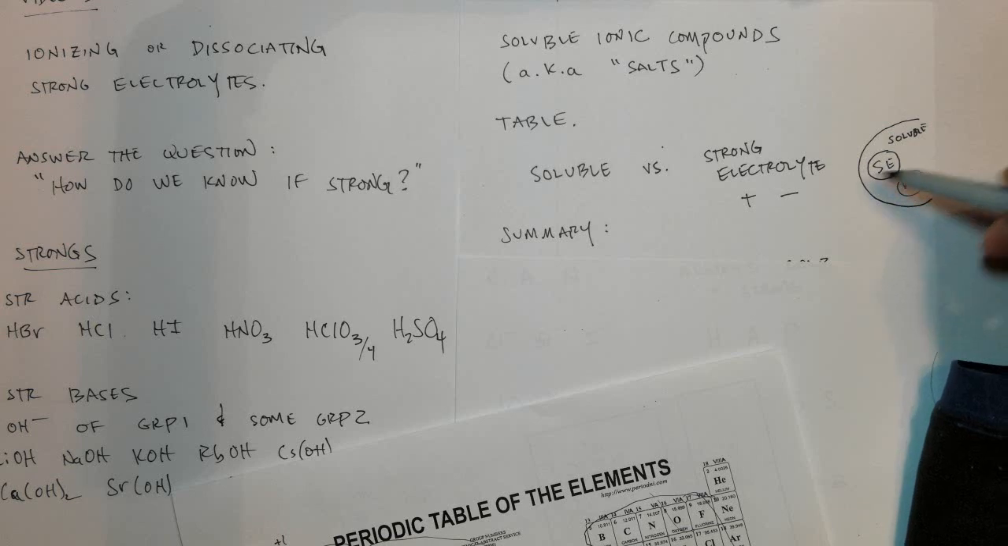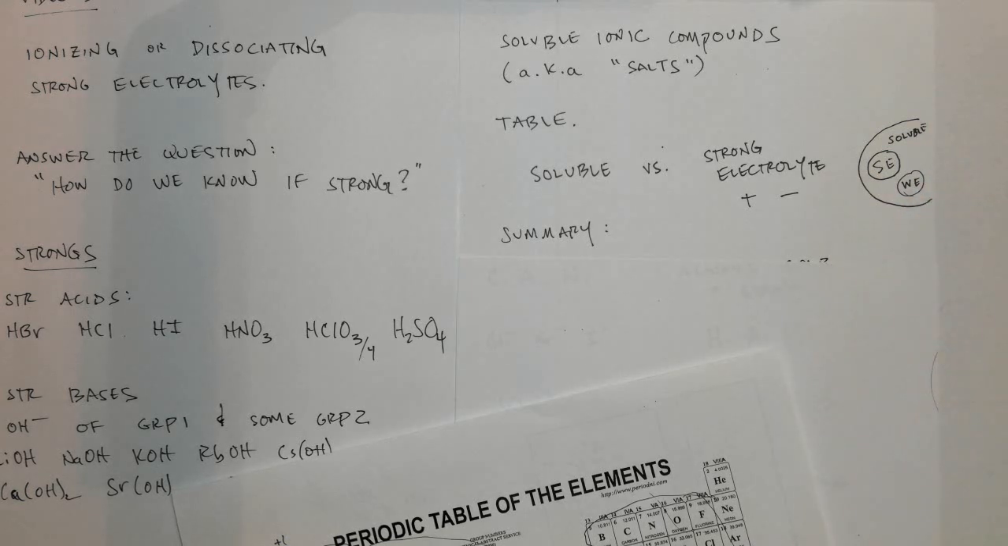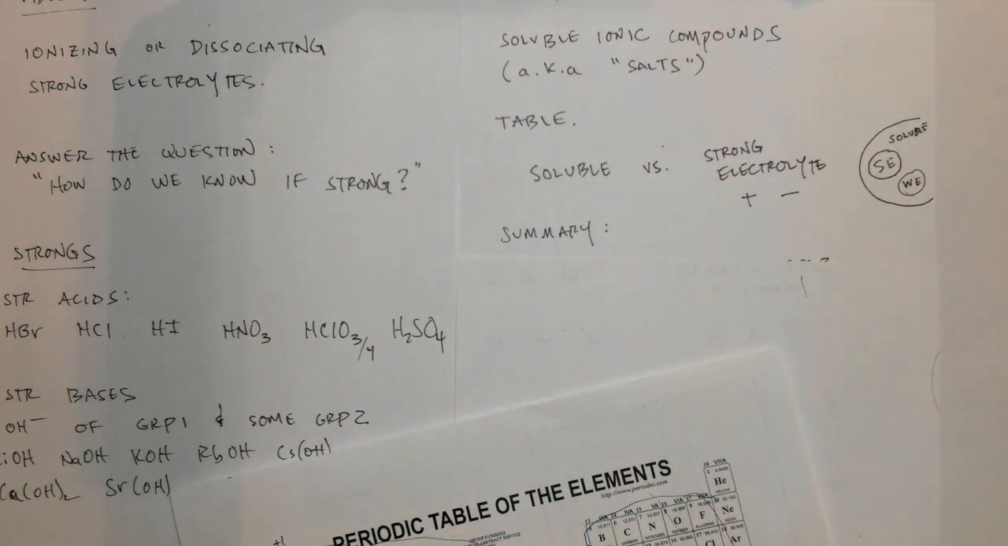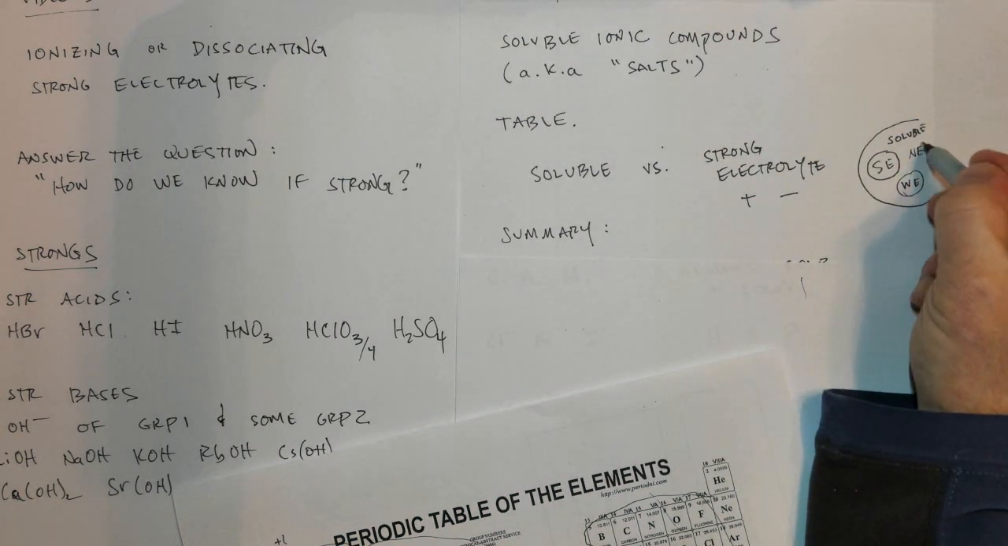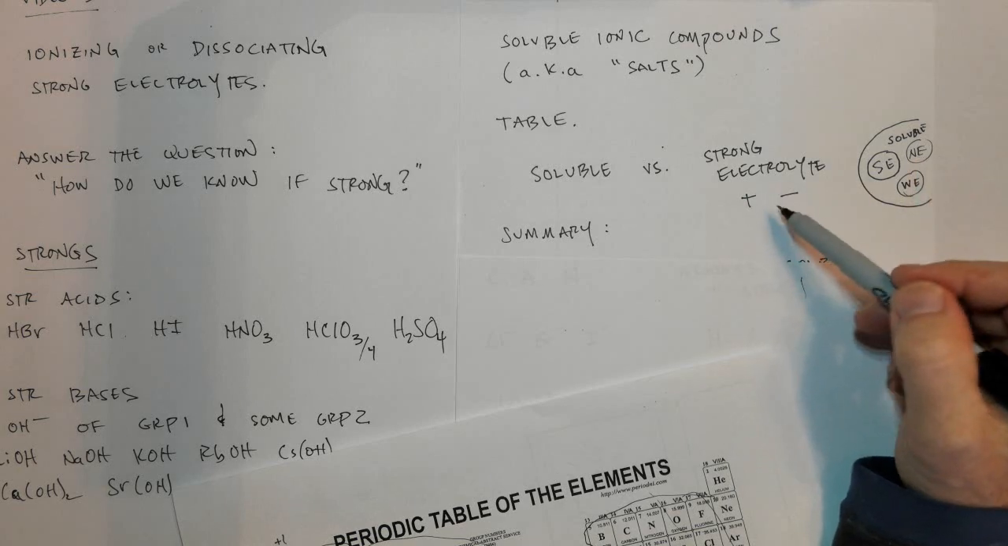The strong electrolytes would be the ones that give you lots of pluses and minuses. The weak electrolytes wouldn't give you very many pluses and minuses. And even lots of non-electrolytes would dissolve and be soluble. Non-electrolytes would be included in the solubility bubble, but they wouldn't give you many positives and negatives.